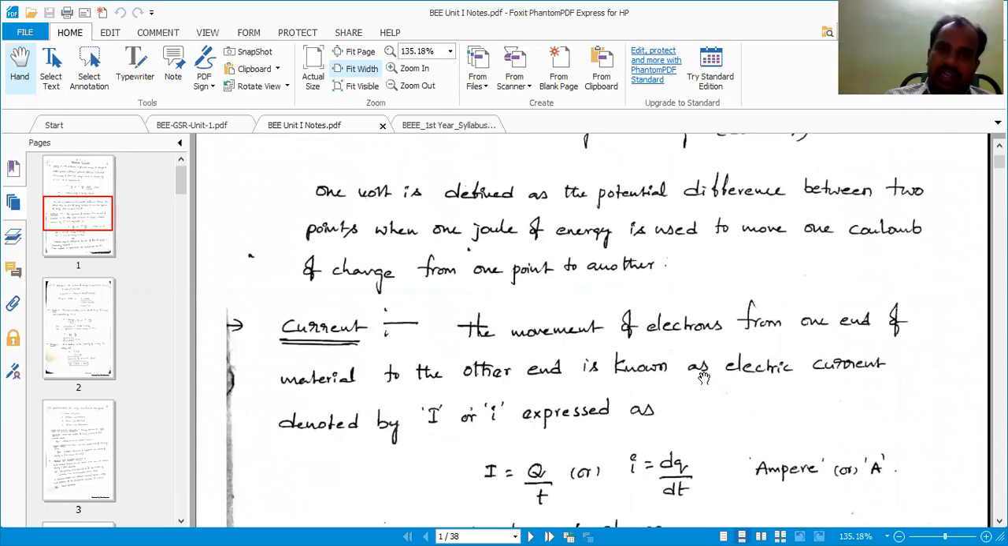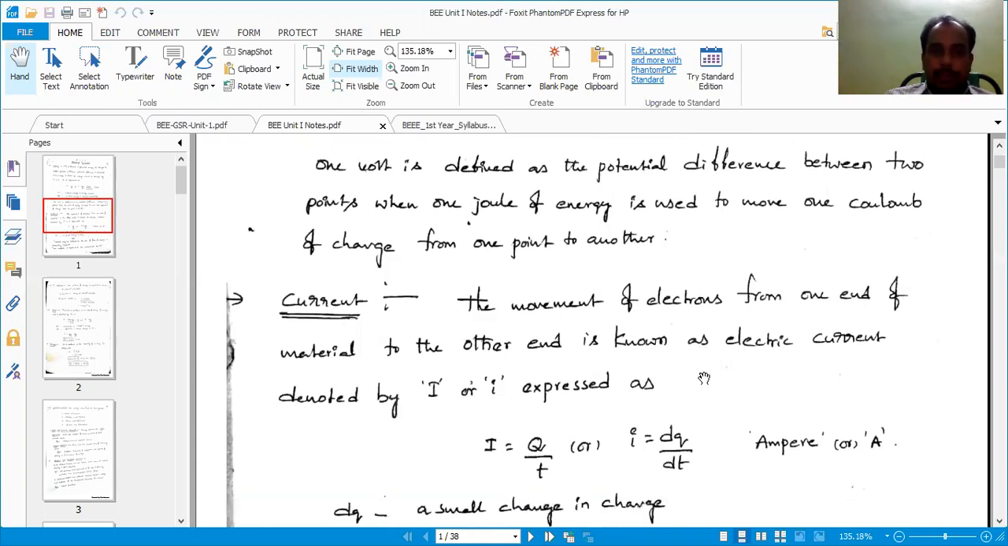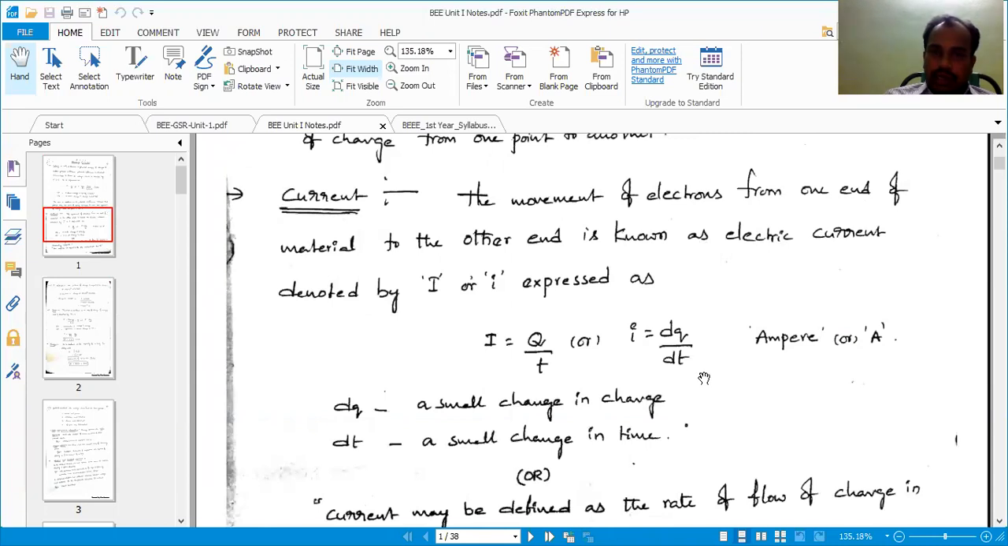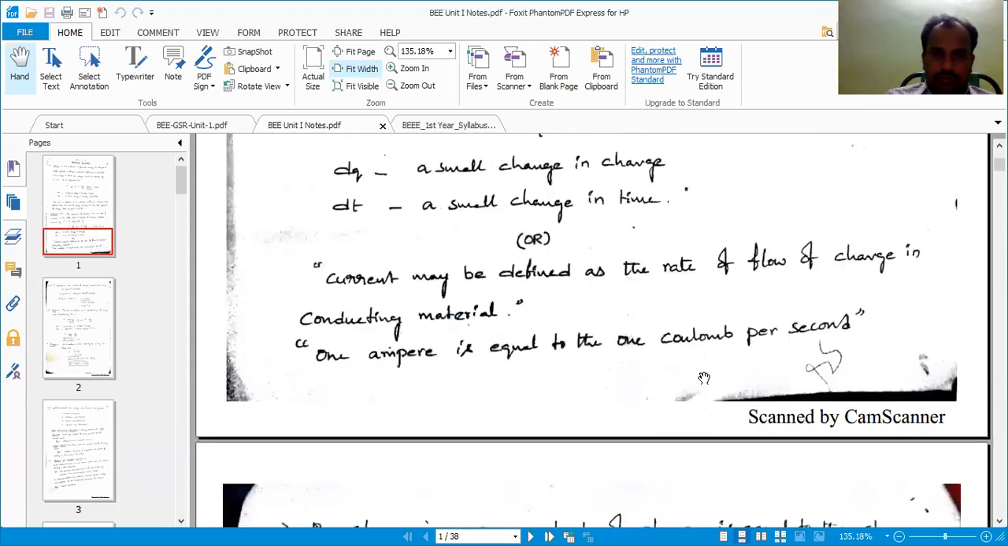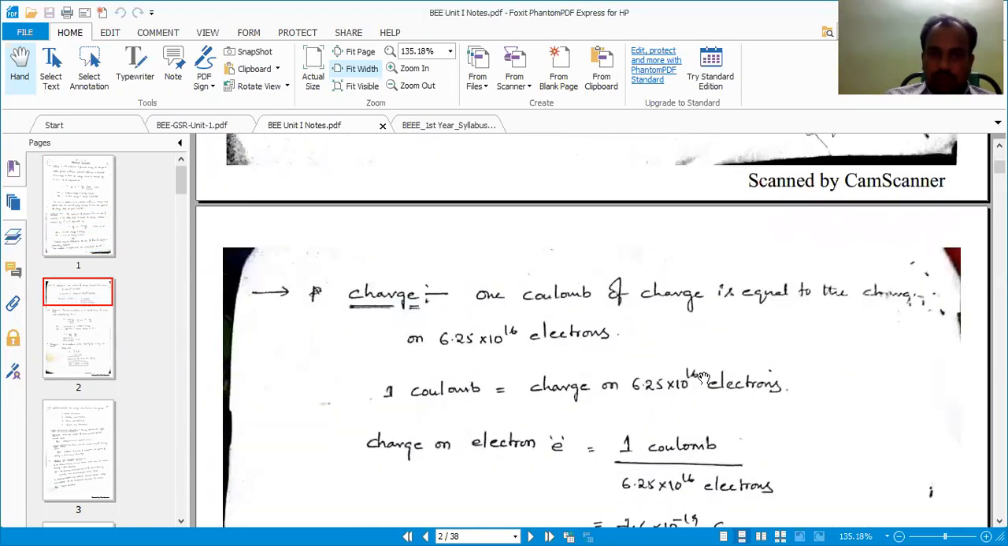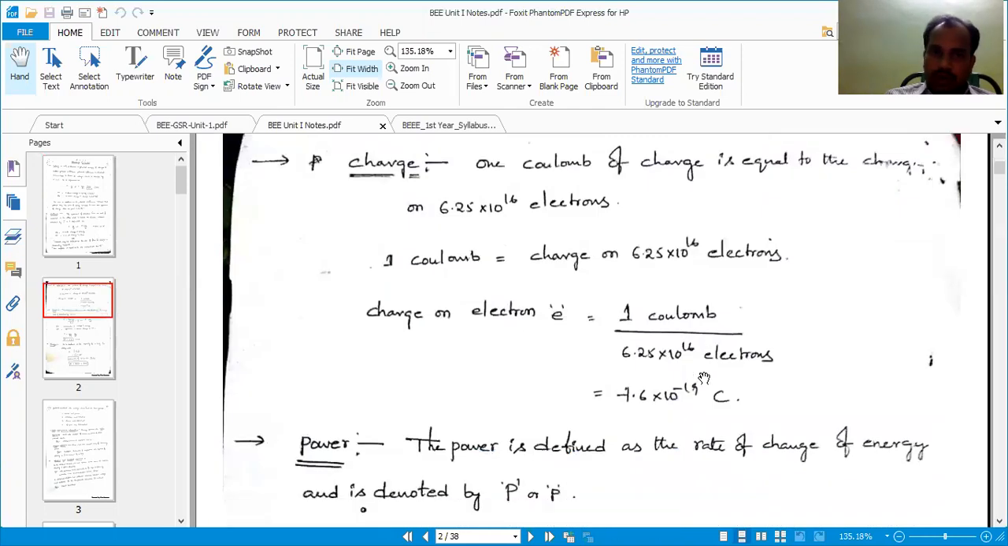Already told, the current is the flow of electrons from one end of a material to the other end of the material. The flow of electrons is called current, charge by time. The next one, already told, is charge. One coulomb of charge is equal to the charge of 6.25 times 10 to the 18 electrons.